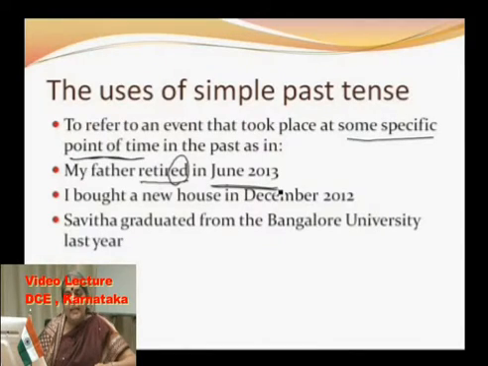Let us see the second example. I bought a new house in December 2012. Bought is what? An irregular verb.